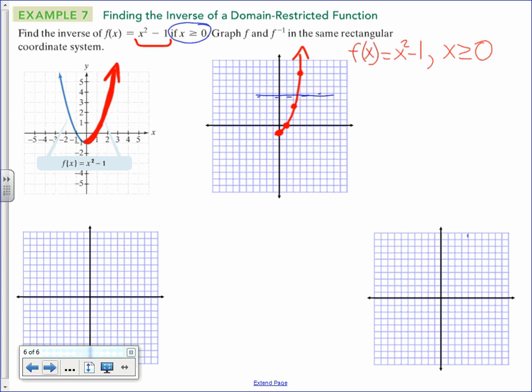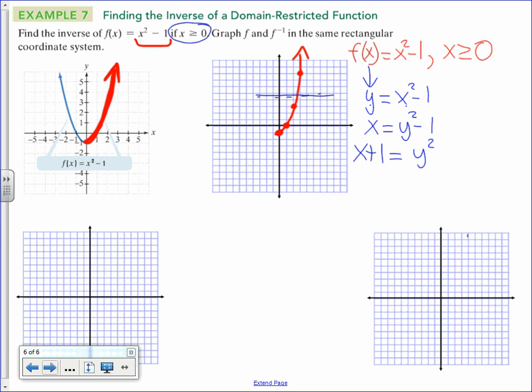Now, let's find it algebraically first. So first step, we turn this f of x into y. Second step, we interchange x and y. Third step, we solve for y, correct? So the -1, subtracting to the y, we need to move it across or add 1. So that will be x plus 1 is equal to y squared.